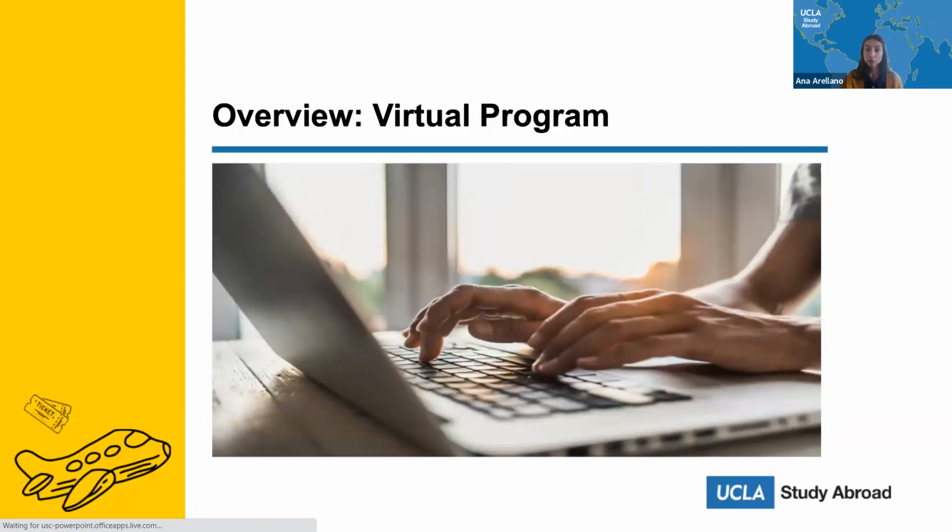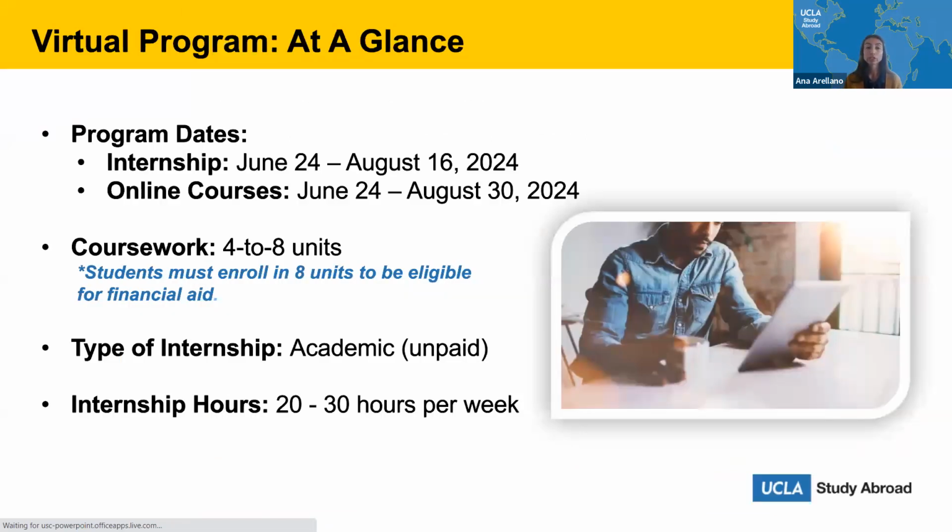So just a very brief overview of our virtual global internship program. The internship itself is over the course of 8 weeks, June 24th through August 16th. The Global Internship Program in general is a 10-week program. While your internship is conducted over 8 weeks, you will be enrolling in an online course with a duration of 10 weeks, from June 24th through August 30th. This follows the Summer Session 8 course.